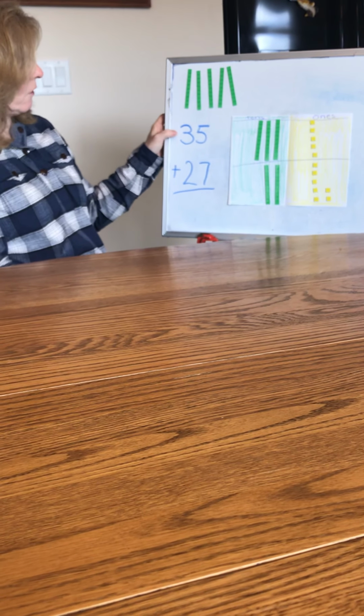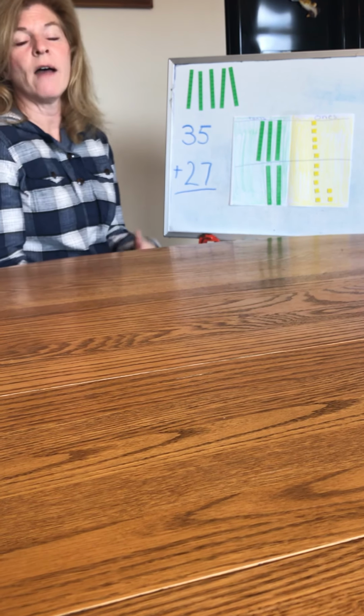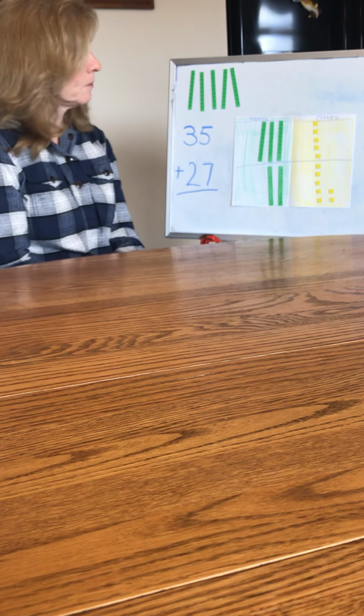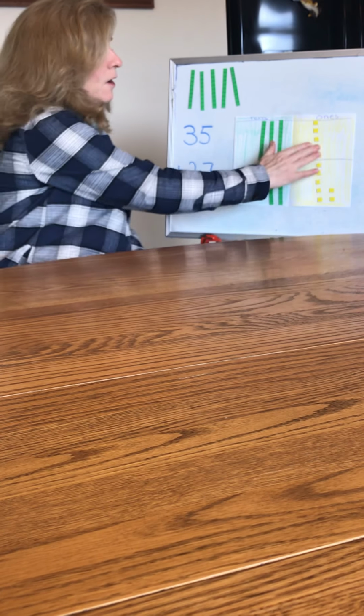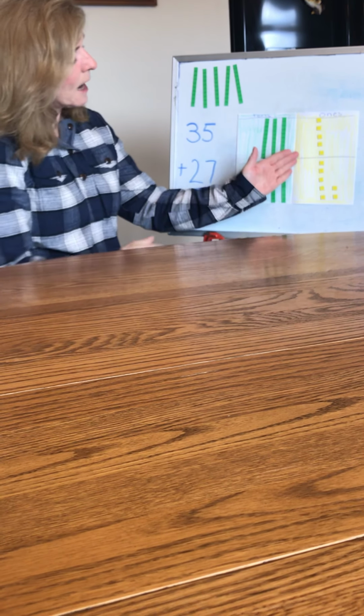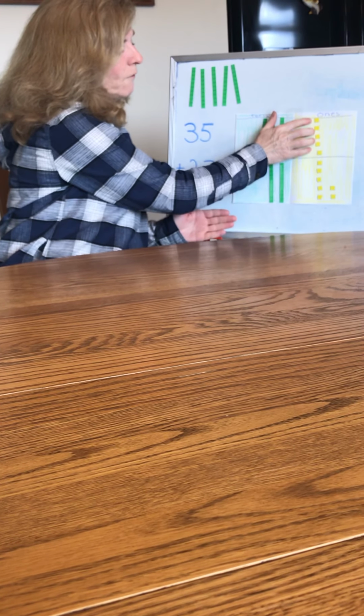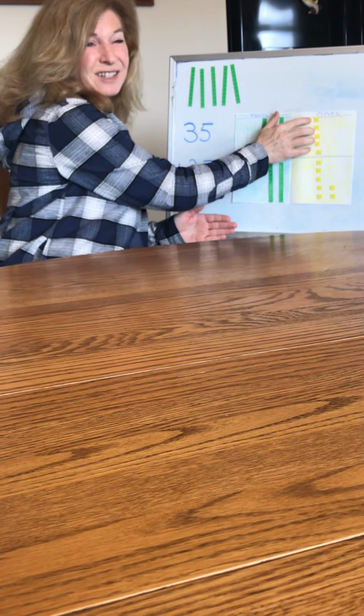Right now we're going to add 35 plus 27. This is one I'm going to do for you, and then we'll have two that we do together. So I put 35 out and I put 27 out. I'm going to start in my ones column. I see right here a row of 5 and a row of 5. I know that that's 10.